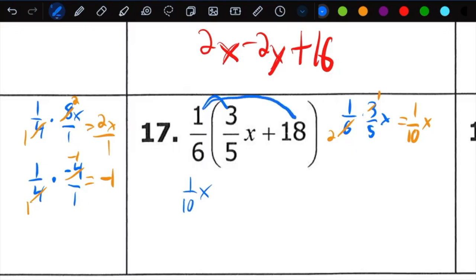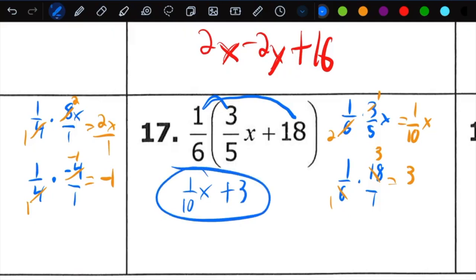It's the same thing. 1/6 times 18, put that off to the side. Make 18 over 1. Cross reduce, 6 goes into 6 once, and it goes into 18 3 times, or thrice. On the top, 3 times 1 is 3. On the bottom, it's 1, so I'm going to just put 3. So we have 1 over 10x plus 3 as our answer.